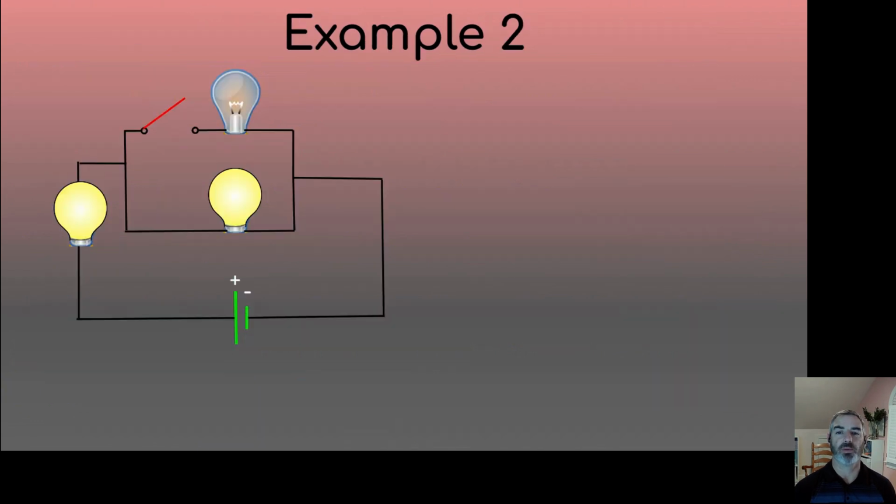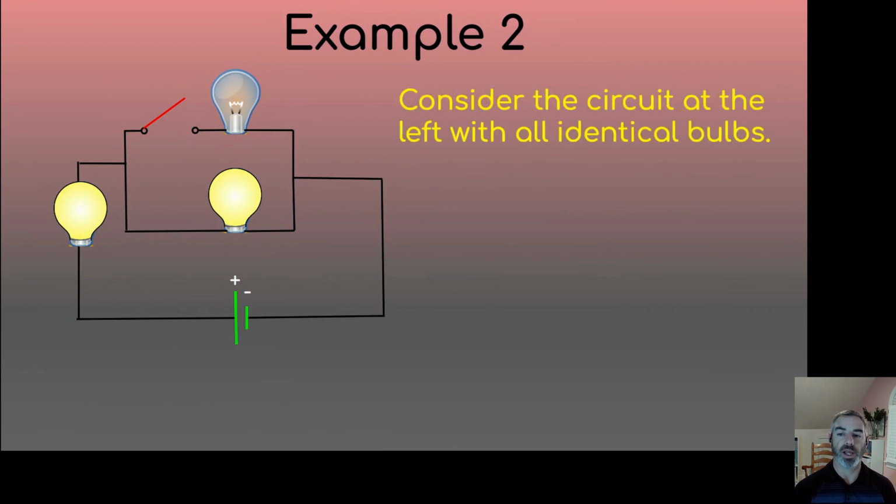Now let's look at an example problem more qualitative. So we have this circuit with a switch, and we have three identical bulbs.